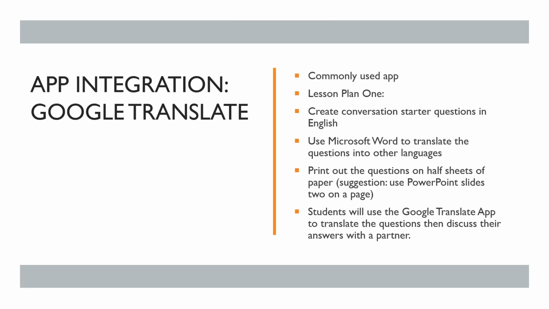One way to start by using AR is to use a simple app like Google Translate. This is a very commonly used app, and many people have already used it for simple translations. One possible lesson plan is to create some conversation starter questions written in English. Then you can use Microsoft Word to translate the English to other languages. Then print out the questions on half sheets of paper. I suggest you use PowerPoint slides, do 2 on a page, because you'll want to distribute these. And then finally, students will use the Google Translate app to translate the questions and then discuss their questions with a partner. It's a very simple lesson plan idea.